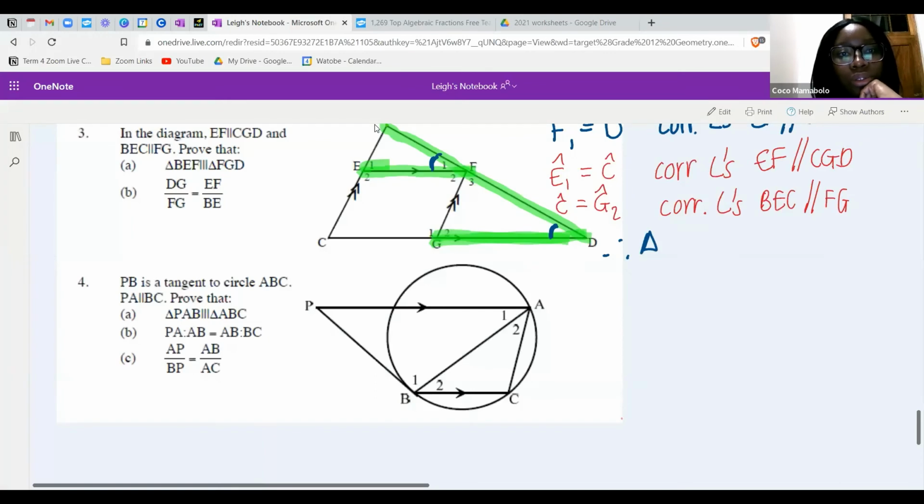So BE over FG equals EF over GD equals BF over FD. All right, Matrix, and then next to that, you must write corresponding sides in proportion. So you can just write CORR, sides in prop. You don't have to write any more than that. Okay, corresponding sides in proportion.